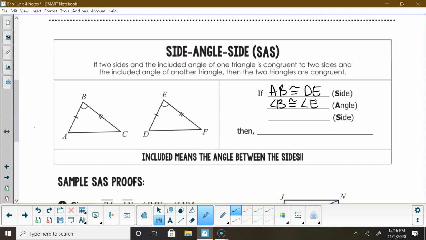Alright, final side. Yep, BC and EF. And then I'm back to triangle ABC is congruent to DEF. Alright.